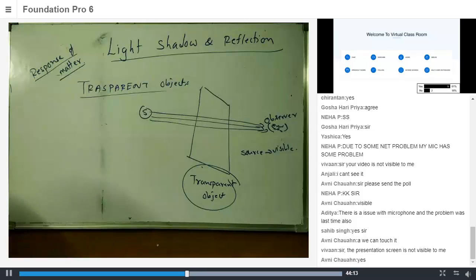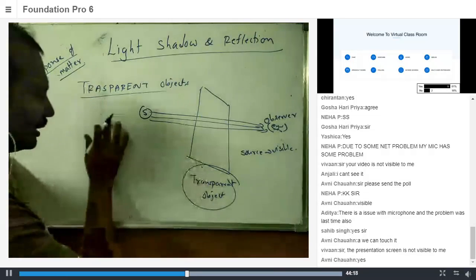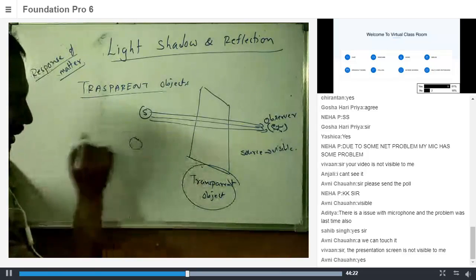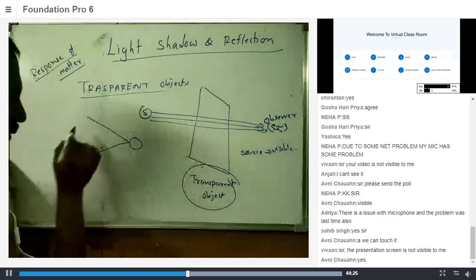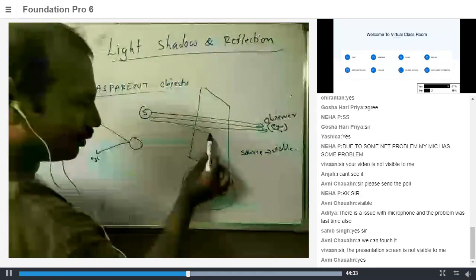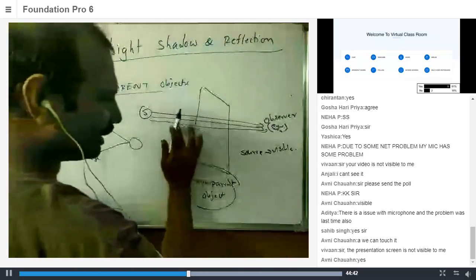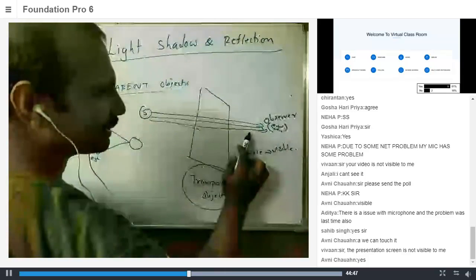Okay, so now see here. The next thing: how did we define, what is the condition for an object to be visible? An object is visible if light falls on it, gets reflected and enters your eyes, right? Yes. Now light is falling on this, right? Is it being reflected? No, it is not reflected, it is just transparent, passing through.